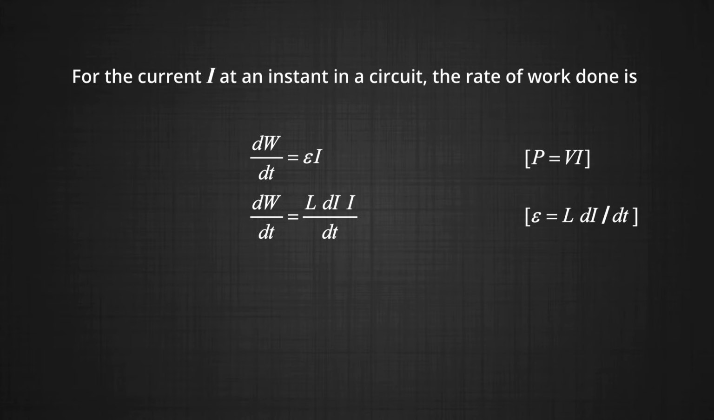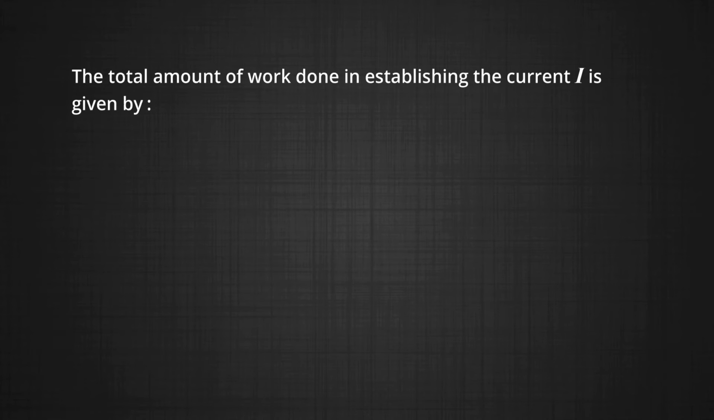As dt cancels on both sides, we have dW is equal to Li di. The total amount of work done in establishing the current I is given by W equal to integral over dW, which will be equal to L integral going from 0 to I of i di. So, that gives us the total work done in building up the current by the solenoid. So, work done is equal to half Li squared.